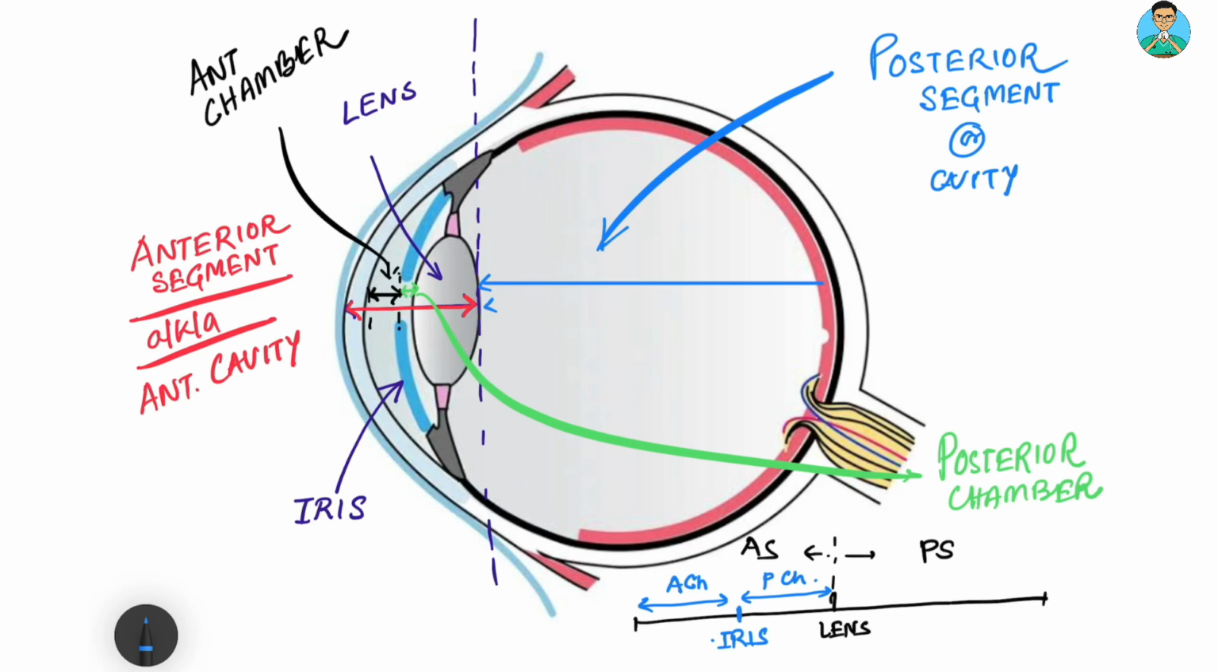So by now, I hope you have understood very well the concept of anterior chamber, anterior segment, anterior cavity, and posterior cavity.